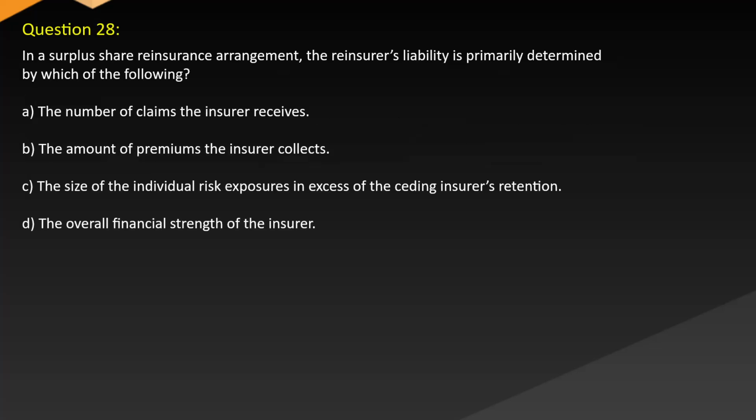Question 28. In a surplus share reinsurance arrangement, the reinsurer's liability is primarily determined by which of the following: A. The number of claims the insurer receives. B. The amount of premiums the insurer collects. C. The size of the individual risk exposures in excess of the ceding insurer's retention. D. The overall financial strength of the insurer.